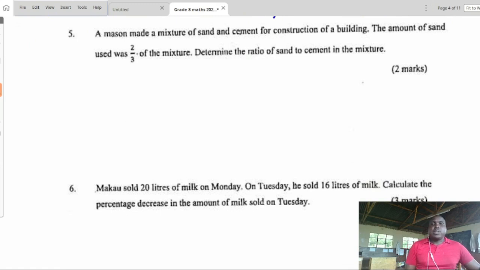A merchant made a mixture of sand and cement to construct a building. The amount of sand used was 2/5 of the mixture. Determine the ratio of the sand to the cement.